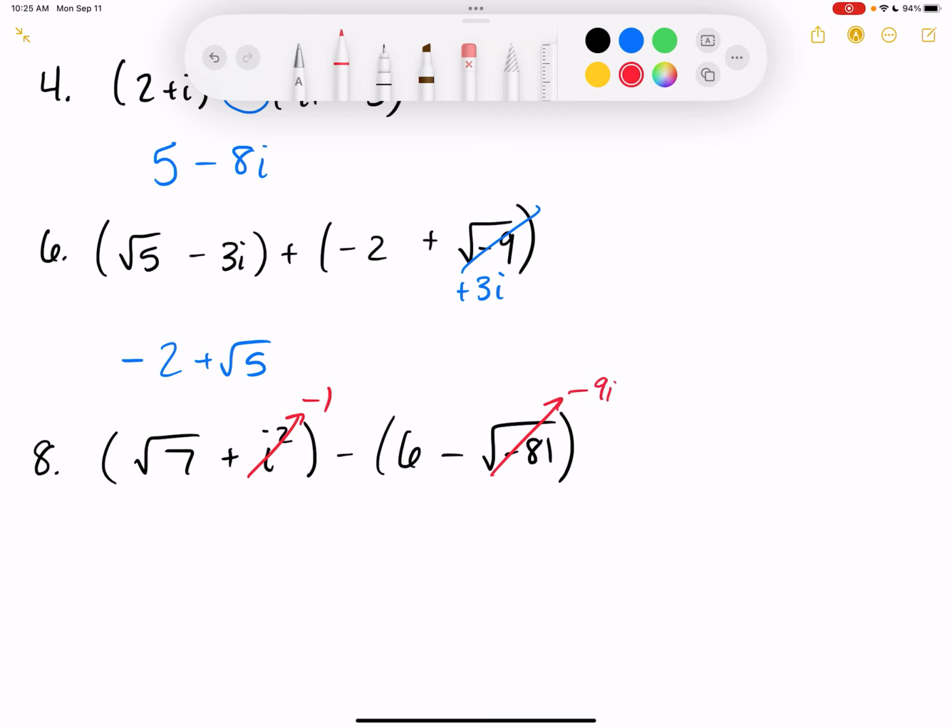Now, notice that this negative was, hold on, let me back up. This was negative square root of negative 81, so that's why this is going to be negative. So I'm actually going to cross that out like that to show that that whole thing is being replaced with negative 9i so that I don't get confused. So I now have, just to make sure it's easy to see, square root of 7 minus 1 minus 6 minus 9i.